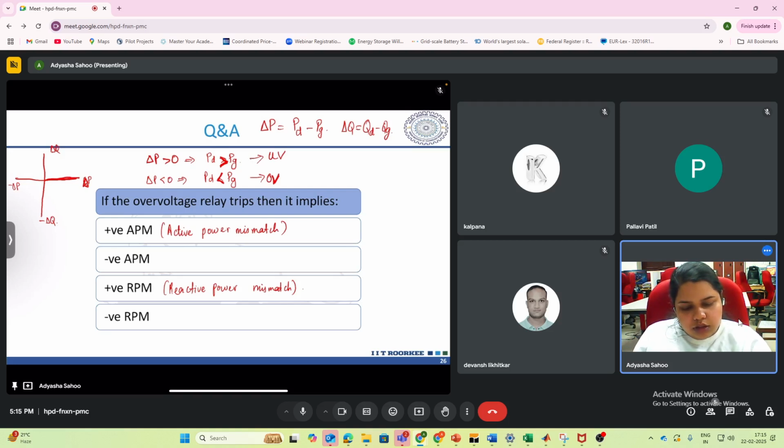So basically, if it is asked that if the over voltage relay trips, then it will be delta P is negative. The delta P is negative. This is over voltage. This is your under voltage. So for over voltage, it is negative active power mismatch.